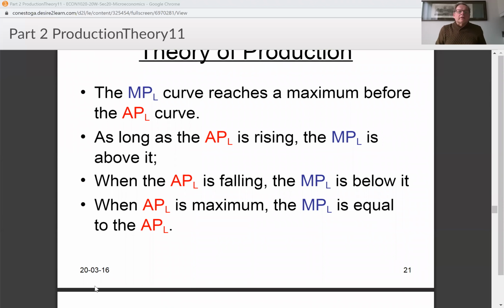The marginal product curve reaches a maximum before the average product of labor, that is point J. As long as the average product curve is rising, the marginal product of labor is above it. When the average product of labor curve is falling, the marginal product curve is below it. When the average product of labor is maximum, the marginal product of labor is equal to the average product of labor. That is the point of intersection.